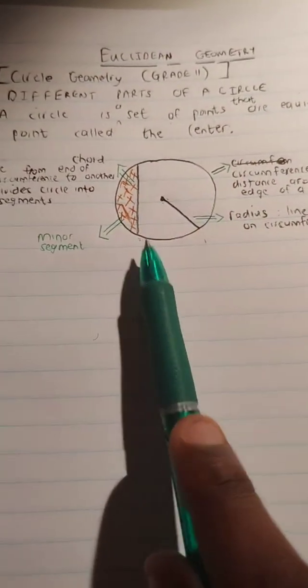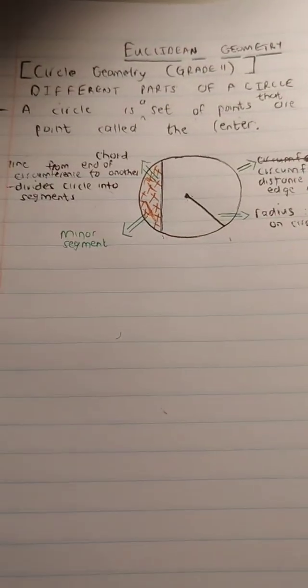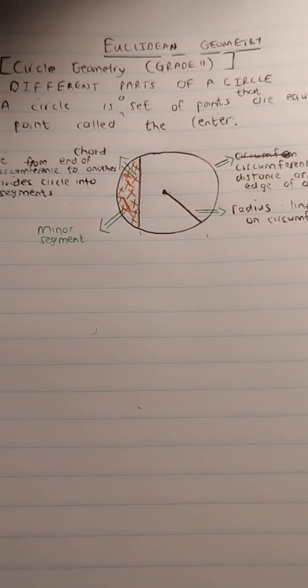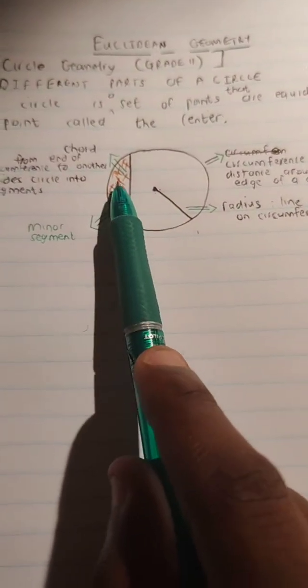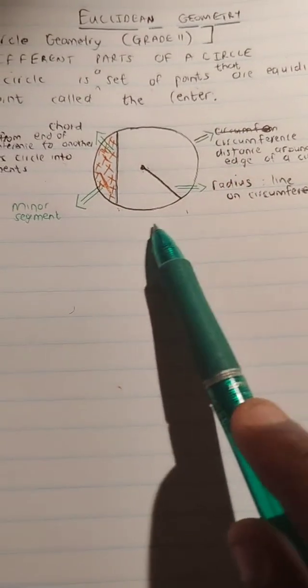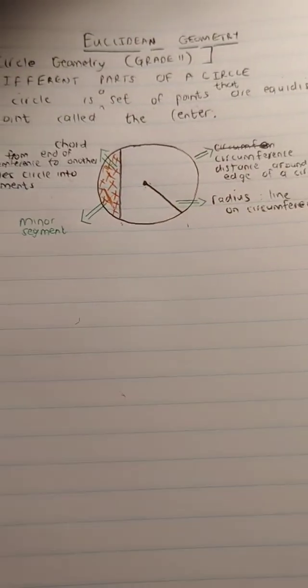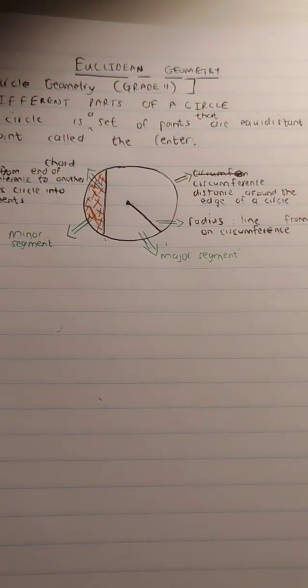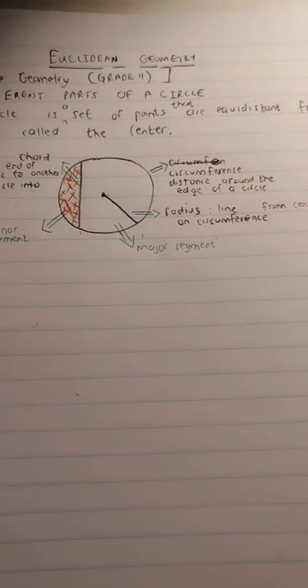So what a chord does, it divides the circle into segments. In fact, this chord divides the circle into how many segments? We have this minor segment, and then we have this big major segment. So we'd call this the minor segment, whereas we'd call this the major segment. Very important words, a segment.